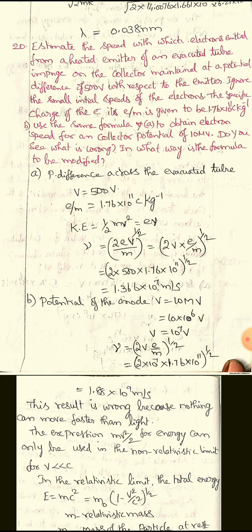The B question asked is: use the same formula to obtain electron speed for a collector potential of 10 millivolts. Do you see what is wrong? In what way is the formula to be modified?